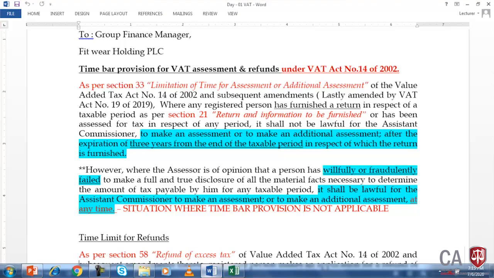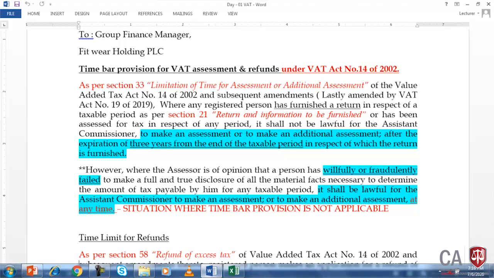If you have filed the return on or before the due date, what is the due date for the return filing? It is the end of the next subsequent month after the taxable period. For an example, if I take the quarterly period April, May, June, that quarter has now ended, June 2020. The due date of return filing is on or before 31st July 2020.